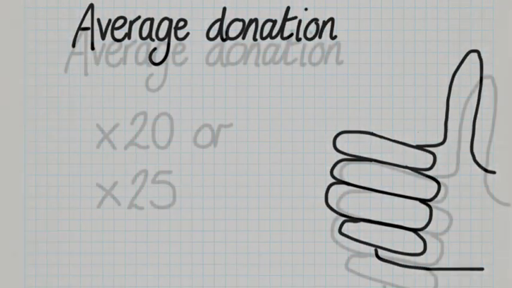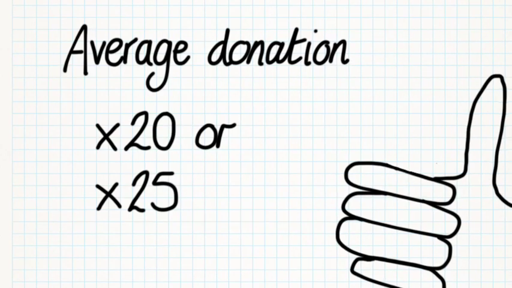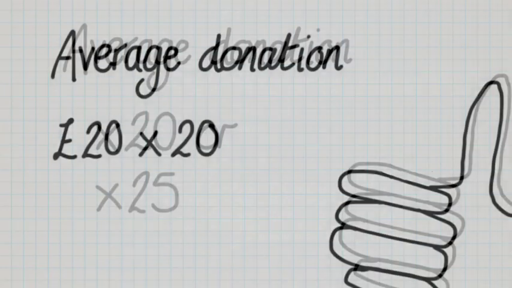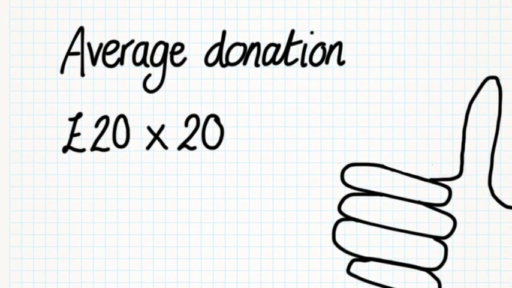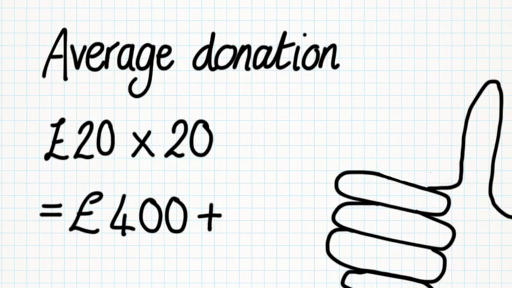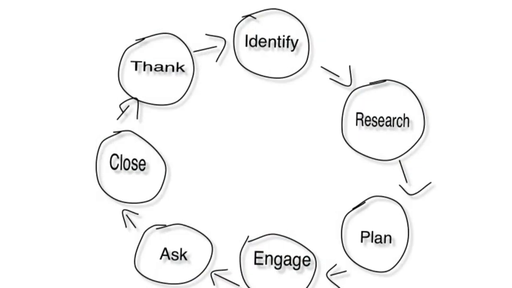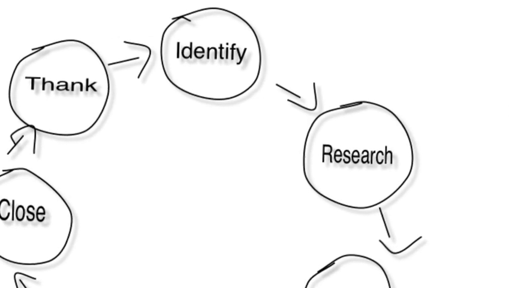One of the rules of thumb for estimating what classifies as a major donor is to estimate a gift size that is 20 to 25 times larger than your annual average gift size. So if you average the annual gift size of £20, then a major donor gift would be between £400 to £500 upwards. Major donor fundraising can be quite systematic, and we're going to take you through that process now.